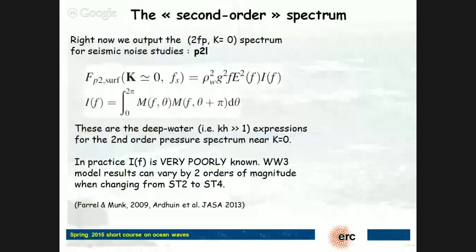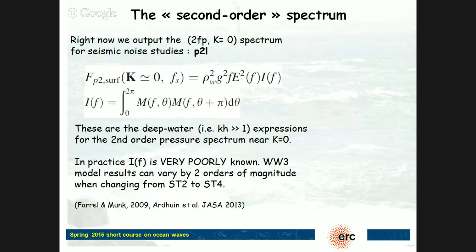What I want to mention here is that in practice, this integral here is very, very poorly known. So the model is likely to make a very big mistake on that. And actually, if you go from different parameterizations, which in WaveWatch are defined by these switches, ST1, ST2, ST3, if you go from ST2 to ST4, the result of this I of F changes by a factor 100.